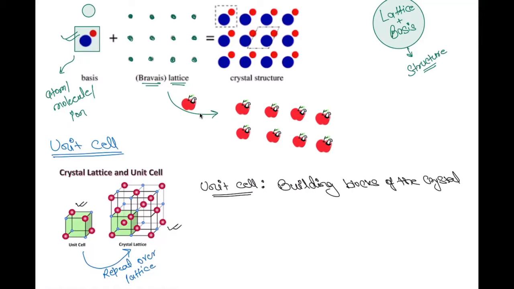How the atoms, the same arrangement is repeated over the crystal, right? If you repeat the unit cell, the arrangement of the unit cell will be repeated over the crystal and you will get the complete crystal, right? So the unit cell is the building block of the crystal, the smallest part of the crystal that you can take out. Okay, so this is the unit cell.